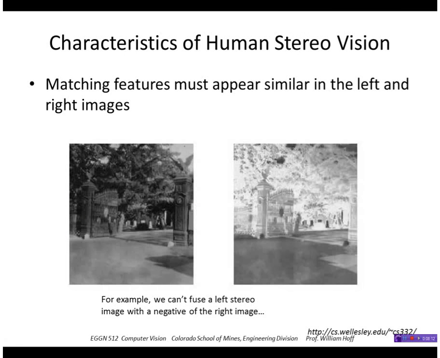To get an idea of how to solve the correspondence, we can look at how humans do it. First of all, we note that to match features, we require features to be similar in the left and right images. You can do experiments like this. Take the right image of a stereo pair and take the negative of it. The features are in the same place, but they just look different. And we can't fuse this if we present it to a person. So this gives us a clue about how to design a computational algorithm.